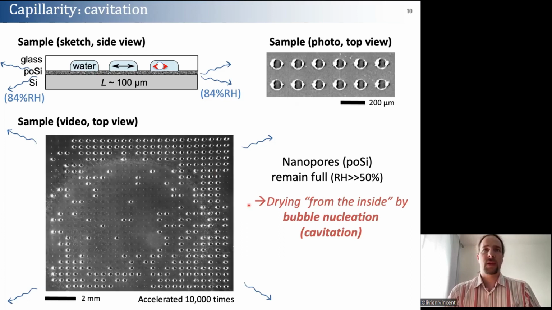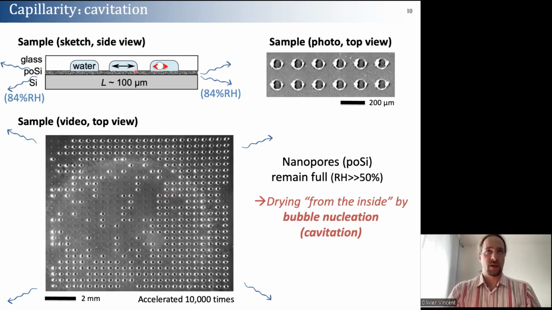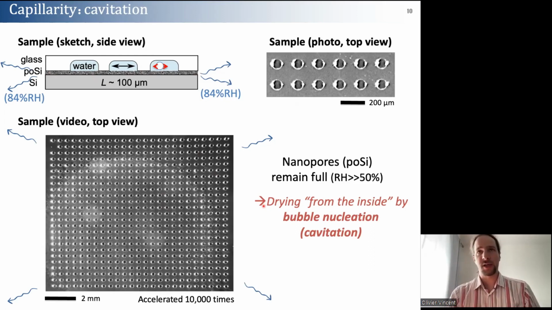And the interesting aspect here is that the nanoporous layer below the microcavities remains full at all times, because at these humidities it will not empty, but these microcavities empty without having a drying front from the edge. And the only way that this can be done is by bubble nucleation or cavitation.